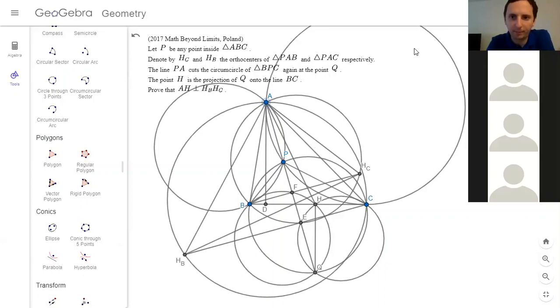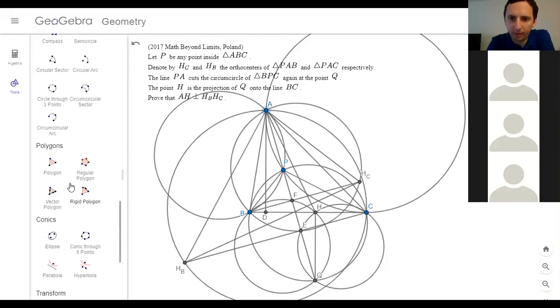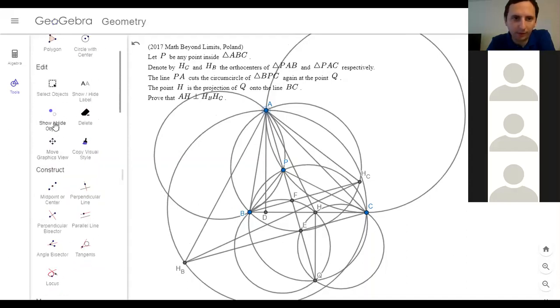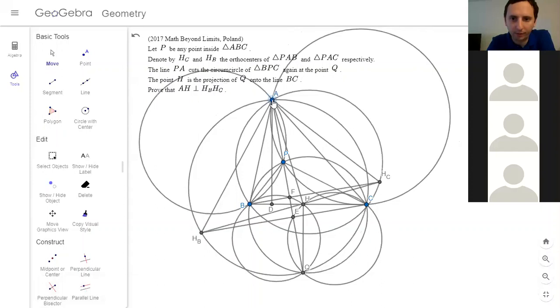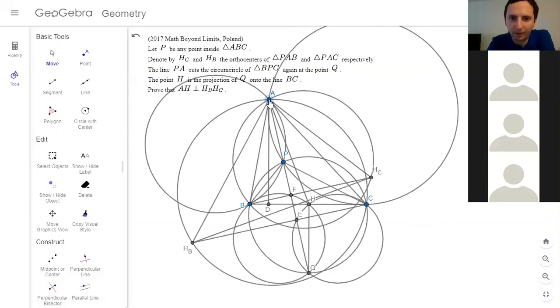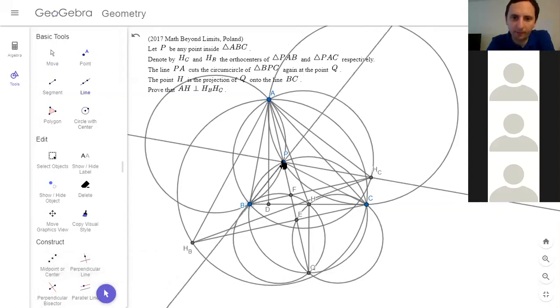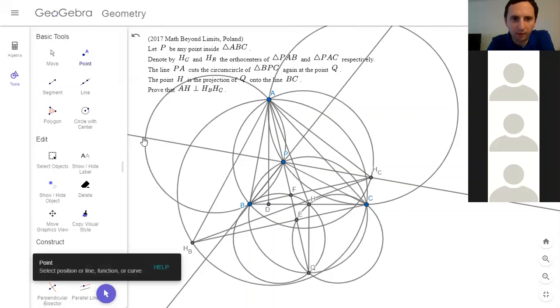This looks like, are A, B, E, and HC cyclic? No, I don't think so. I think that would be surprising. Oh, yeah, because E doesn't lie on that circle. So yeah, they're not cyclic. But we could form a parallelogram here. So if you reflect HC over AB, it lies on this circle.